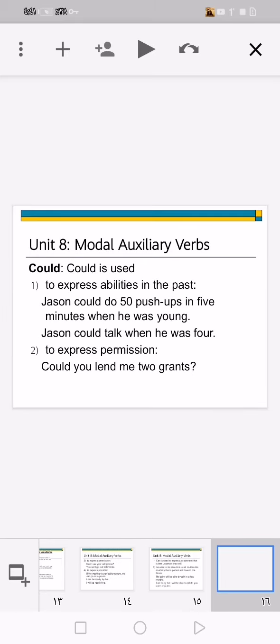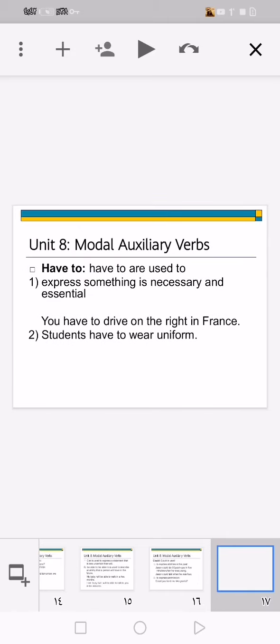Could. Uses of could. Number 1: to express ability in the past. For example, Jason could do 50 push-ups in 5 minutes when he was young. Another example, Jason could talk when he was 4. The second use is to express permission. Could you lend me 2 grants? Students, after learning can and could, we move on to other modal verbs such as have to and used to.